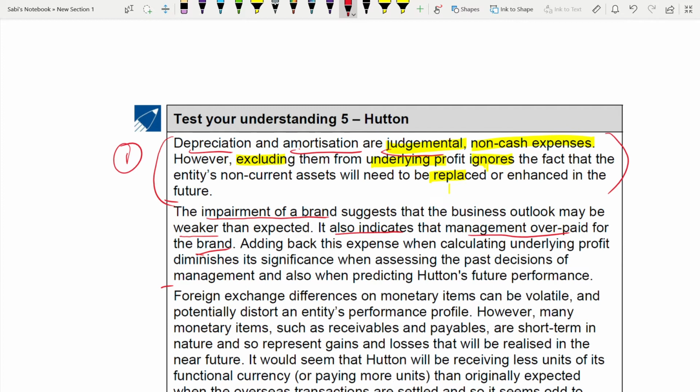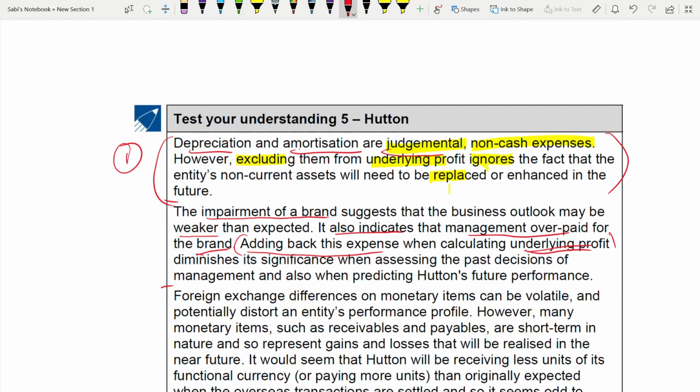Because they have overpaid for the brand, what are they doing now? They are adding back this expense when they are calculating underlying profit. Very clearly you can see it from the calculation, but you have to write it down also. This is the place where most students struggle, to write from the calculation into words. So we all know they're adding back the expense, but why? What is the reason? The reason is that they feel they overpaid for the brand, so they add back the expense.